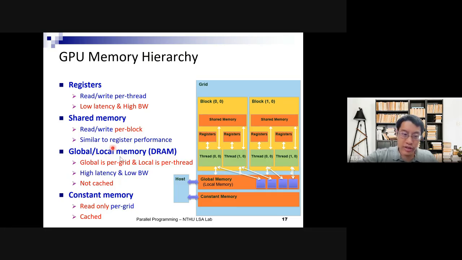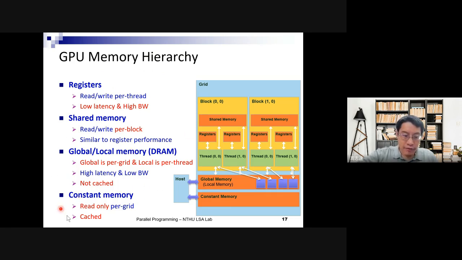So the local is referring to the variable, not referring to the hardware location. So it's not local to the core at all. That's why you can see this DRAM memory space is used to store both the global memory and the local memory. We will talk about this more later.